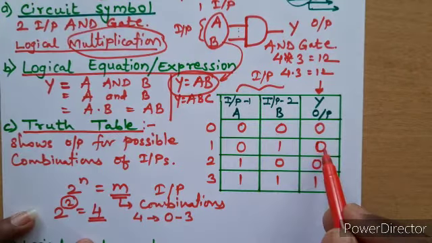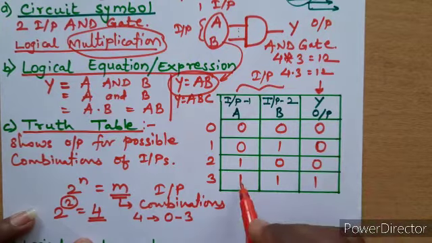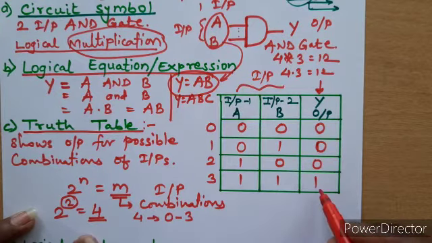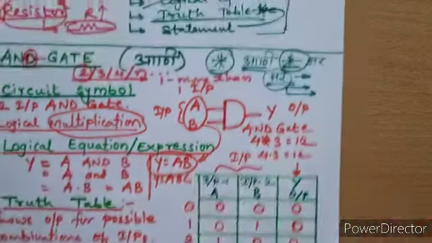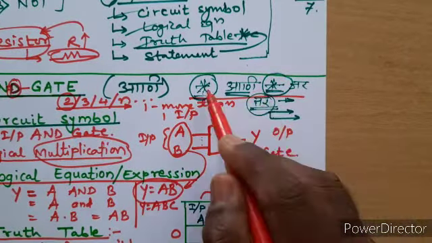0 and 1 is 0. 1 and 0 is 0. 1 and 1 is 1. Okay, so you can just catch from this and this, हे आणि हे.